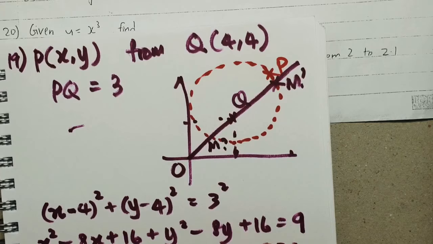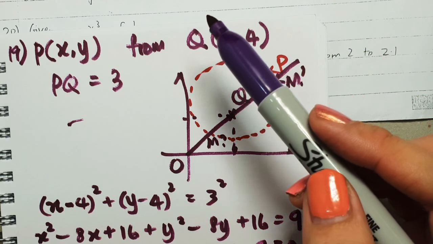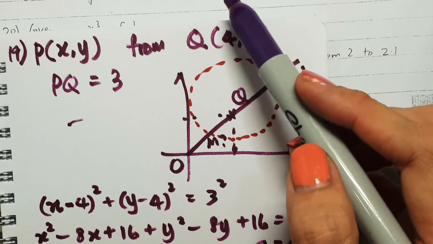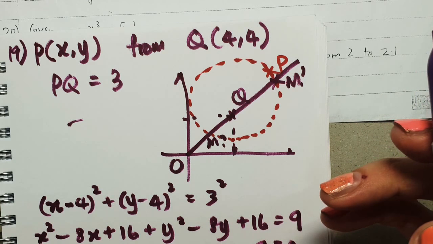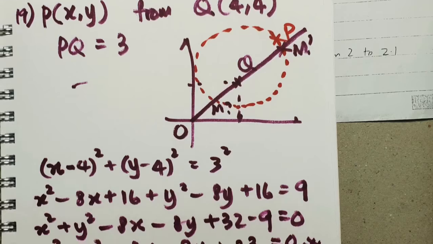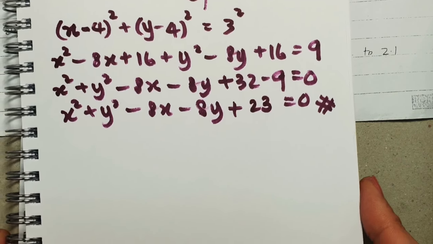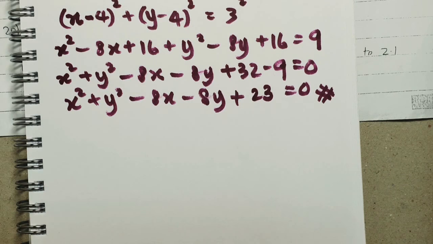A straight line passes through the origin and a point Q. So let's find the coordinates of M. To find the intersecting point, we really need to solve the equations simultaneously. Okay, let's solve that part first.